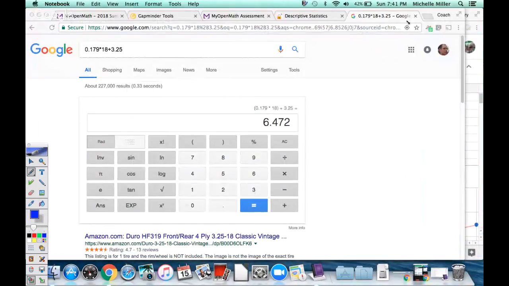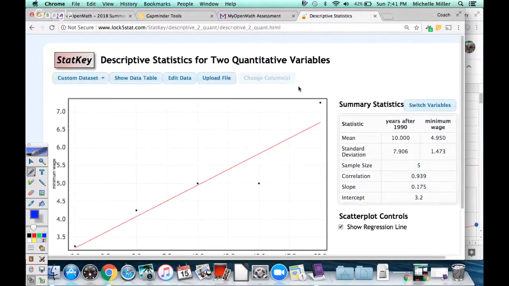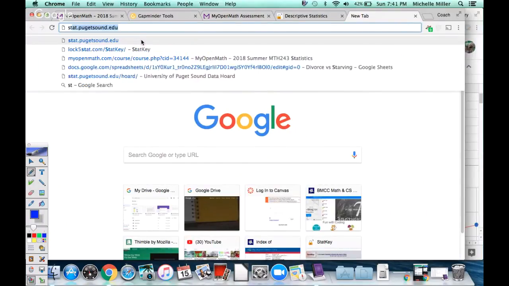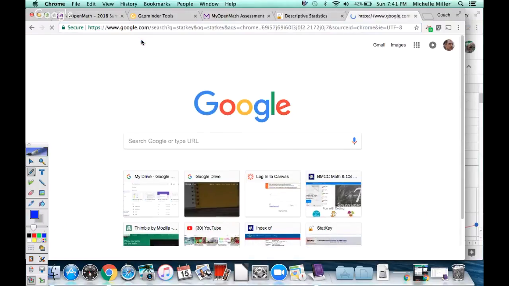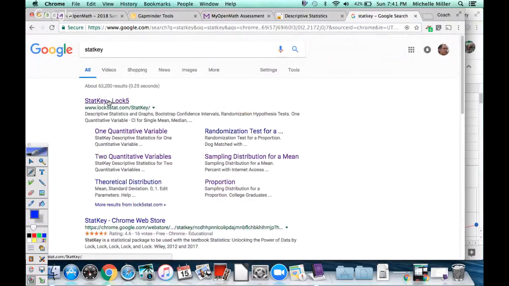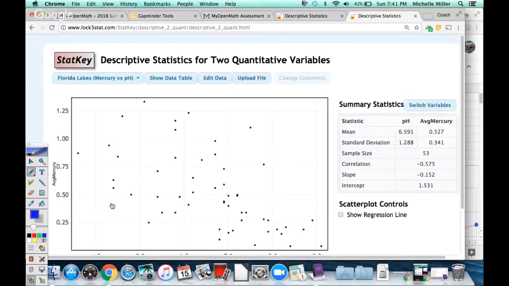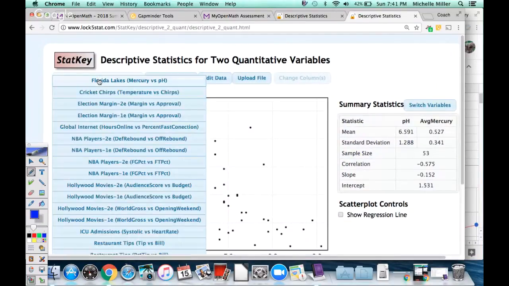All right, tools we have to play with this. So one tool is StatKey. And StatKey comes with a whole bunch of data that you can play with. So if I just search for StatKey, I want to play with their interface, and I'm looking at two quantitative variables, descriptive statistics at the moment. They have a whole bunch of different data sets. So let's take a look at cricket chirps.